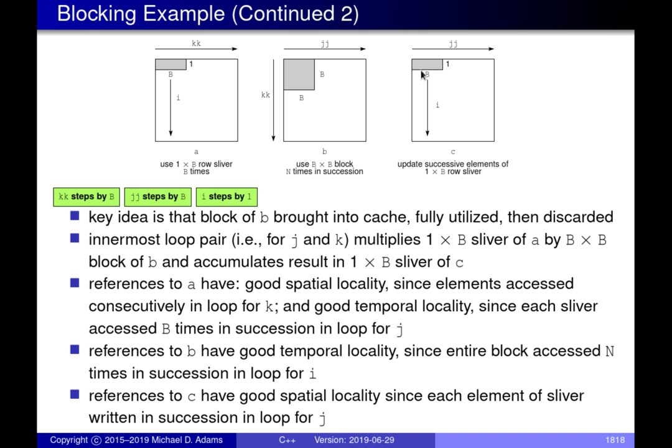And then if we look at the matrix C, essentially when we're writing the values into this 1 by B sliver in C, we're walking through consecutive addresses because all of these elements are in the same row, and as we proceed from left to right here, we're walking through consecutive addresses. So accesses to the matrix C are also reasonably good with respect to the cache. So by doing this sort of blocking transformation, we're able to get better cache performance than we could with the naive version of the algorithm that we started out with.